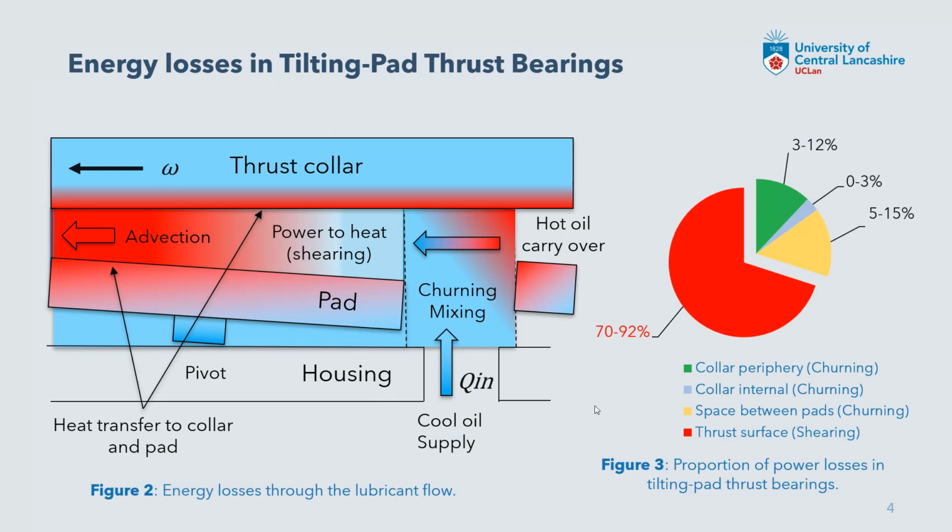Now, the proportion of churning losses tends to increase at higher thrust collar speeds. But there have been incentives, especially in the 1970s, to design directed lubrication supply systems so that the lubricant is directed straight to the wedge instead of all these parasitic losses due to churning. These directed lubrication supplies were things such as leading edge groove supply and spray feed.